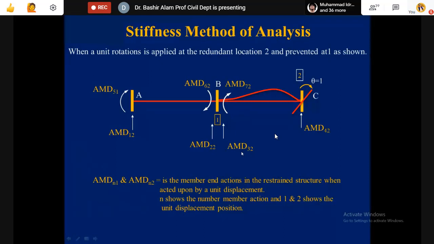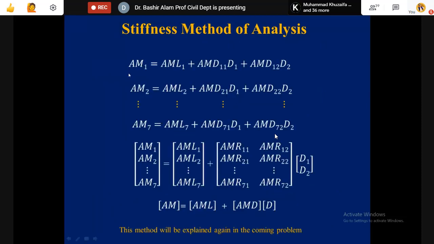After this, when AMD values are calculated, D is already calculated, and AML values we already know, so we can write this equation. Instead of AM is equal to AML plus AMR times AR, now we have this equation: AM is equal to AML plus AMD times D. These are the simultaneous equations. AML is known, AMD is known, and D is already known. So when we solve them, we get all the member end actions.